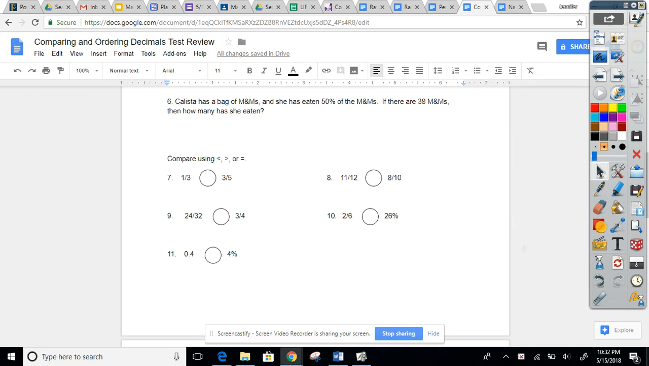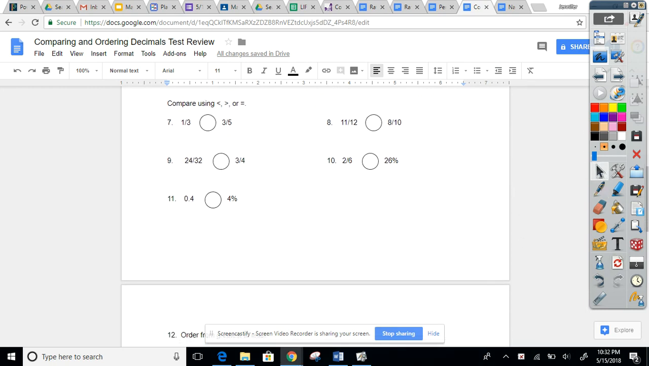Okay, we'll go down here. We're still comparing the numbers. I find it more difficult to compare fractions. So I think your best bet is to make sure your fractions are first simplified.